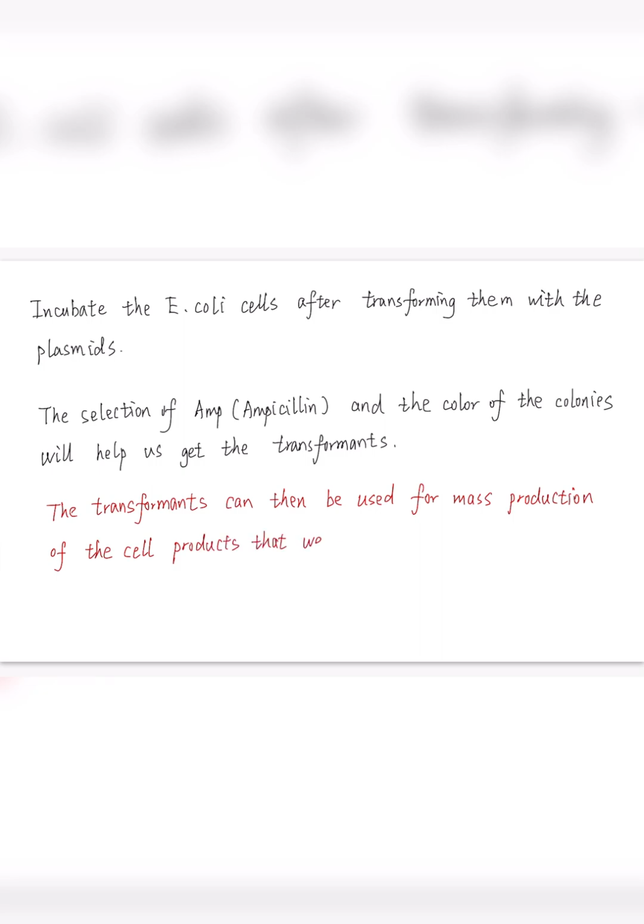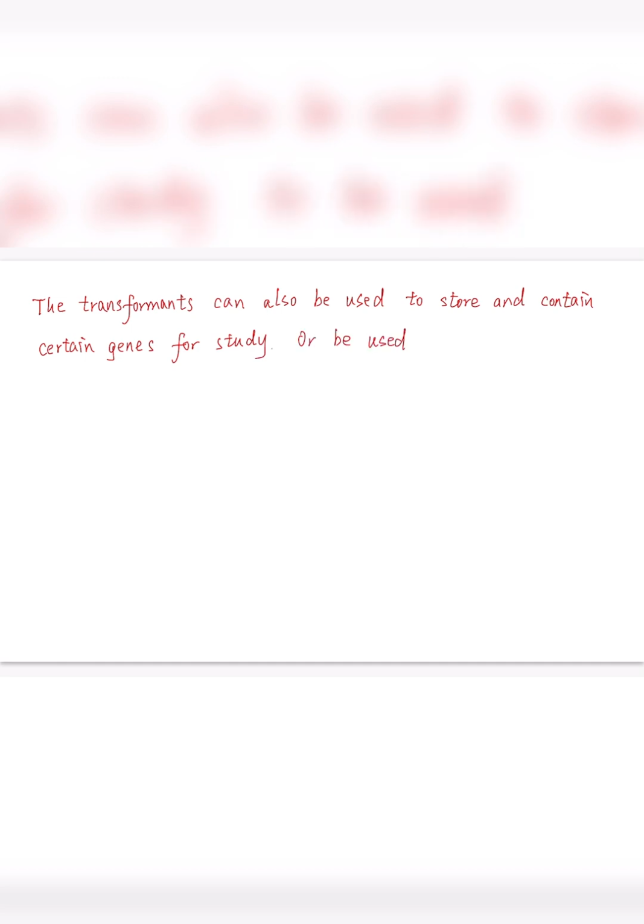Finally, we get the transformants we want, and these transformants can then be used for mass production of the cell products that we need, such as insulin. Of course, apart from producing insulin, the transformants can also be used to store and contain certain genes for study, or be used to study the expression of other traits of the gene. So the most valuable person here is E. coli.